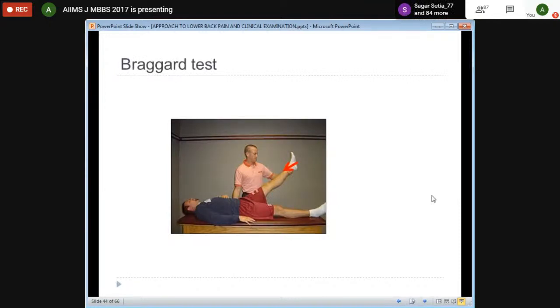Now, Bragard test. Bragard test is nothing but SLRT: note the degree at which the patient has pain on straight leg raising test. After that, you just lower the leg by 5 to 10 degrees. In that position, just dorsiflex the leg. Dorsiflex the leg, and you will have the pain exaggerated. This again supplements the straight leg raising test for prolapsed intervertebral disc and nerve root irritation.